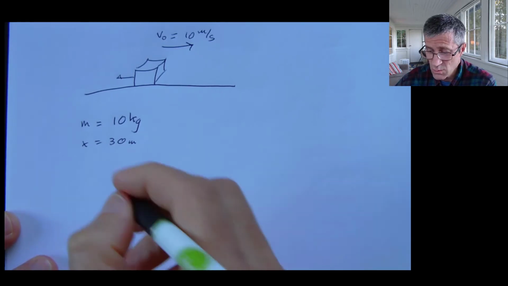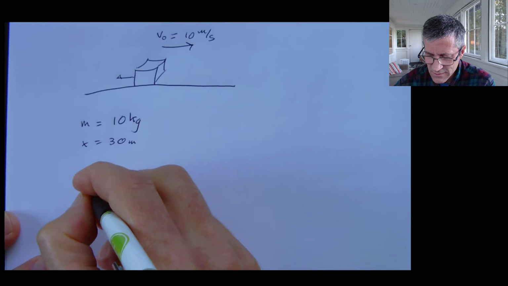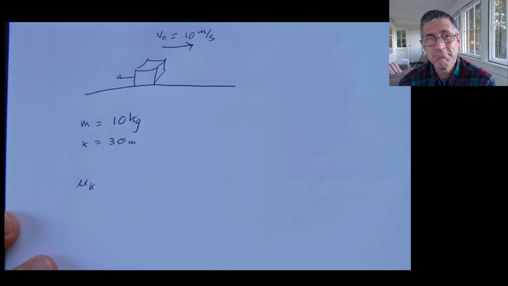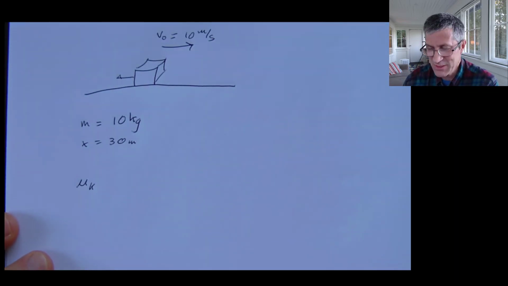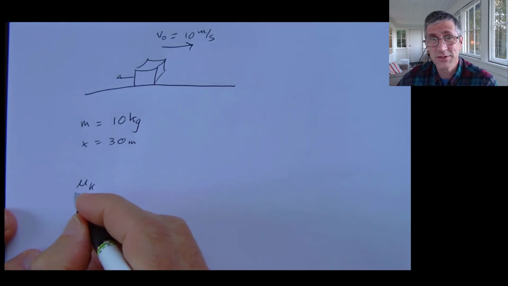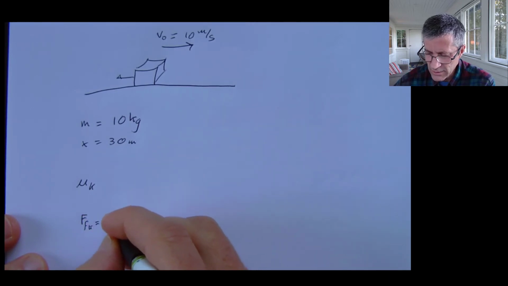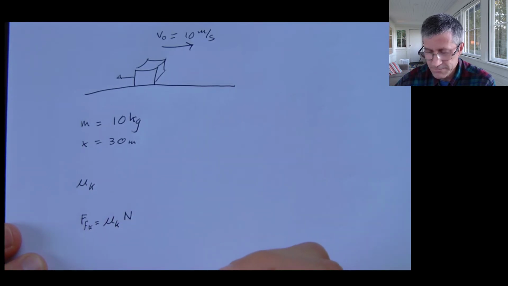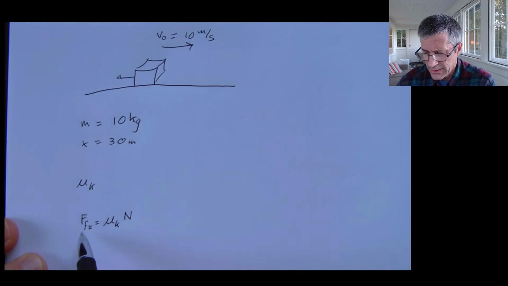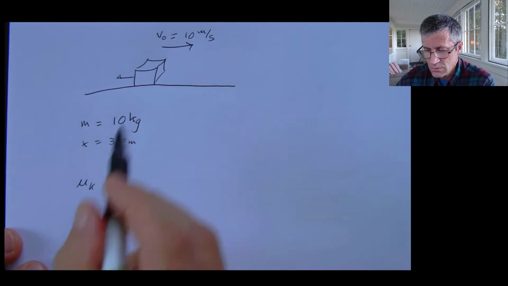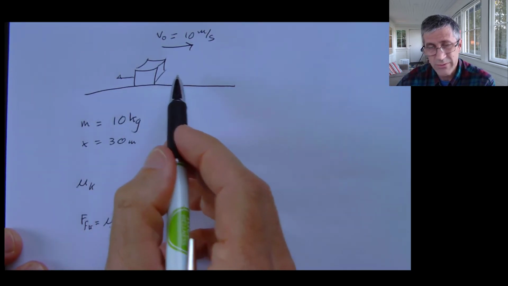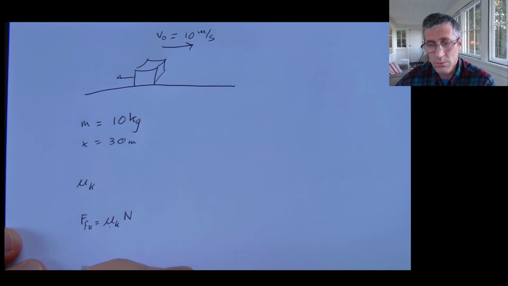So my question is, what is the coefficient of kinetic friction? So let me think backwards through this. I only have one equation that has coefficients of friction in there. My force of kinetic friction is going to be equal to my coefficient times the normal force. So I know mass, I can figure out normal force, but to find the coefficient, I'd also need to know the force of friction.